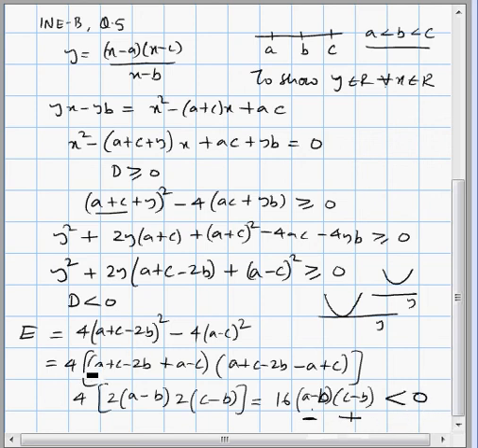So you can see we are successful in showing that the discriminant of this quadratic in y is less than 0, and we could show this because it is given that b lies between a and c. Now as the discriminant is less than 0, it means this quadratic expression is positive whatever value of y you take. So that's why y belongs to R. The solution set of this inequality is y belongs to R, and that's what we were supposed to show in this question.